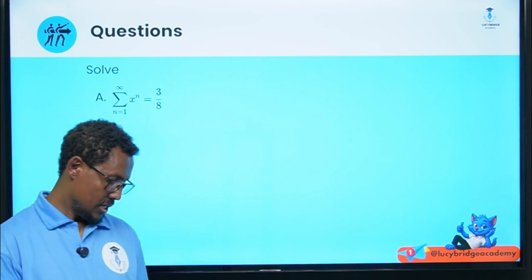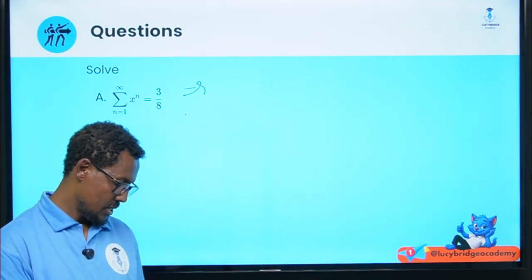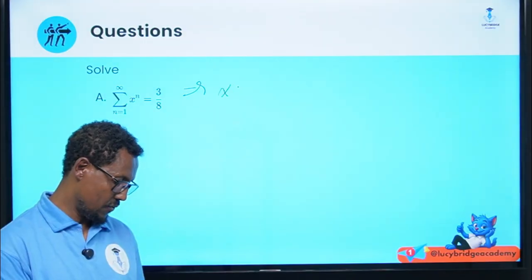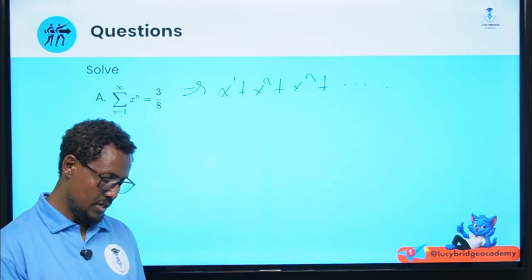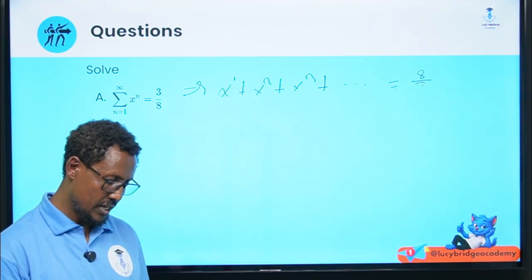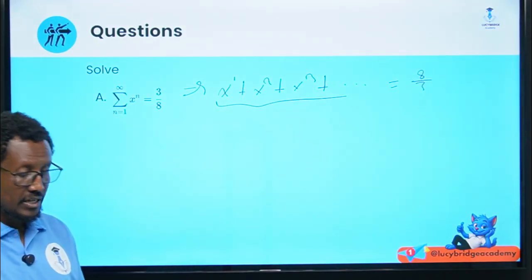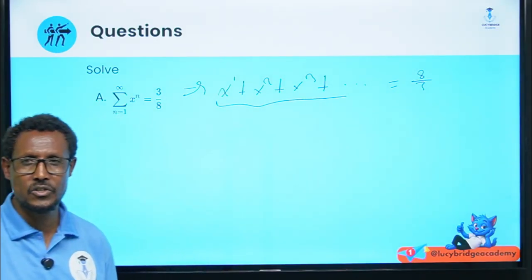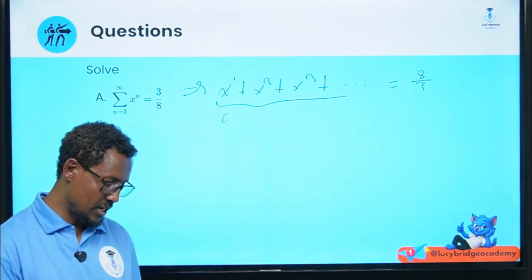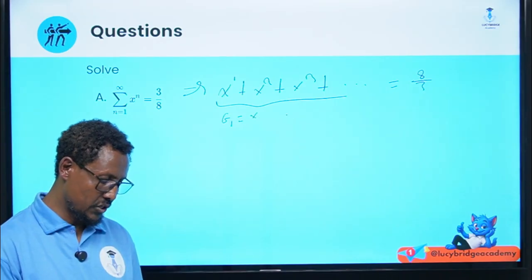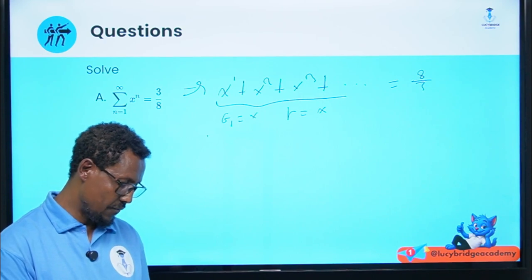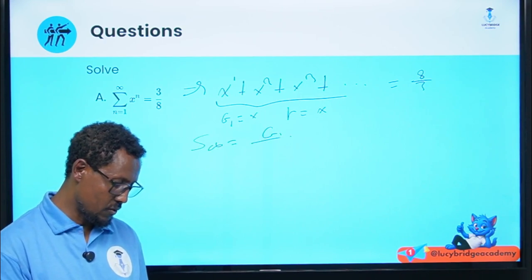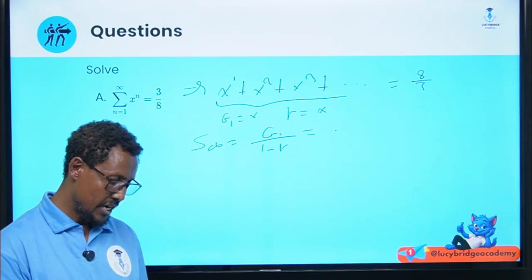Solve the same question. x to the power 1 plus x to the power 2 plus x to the power 3 plus it continues, which is equal to what? 8 over 3. Again, this is a geometric series. It is an infinite geometric series with g1 equal to x and common ratio r equal to x, right? Therefore s infinity is equal to g1 over 1 minus r, which is equal to 8 over 3.